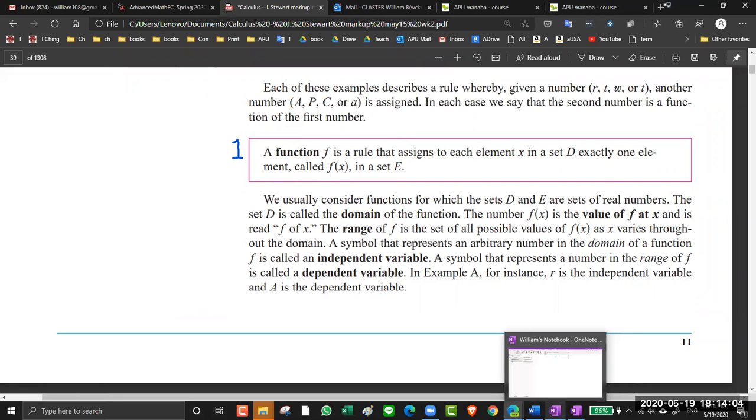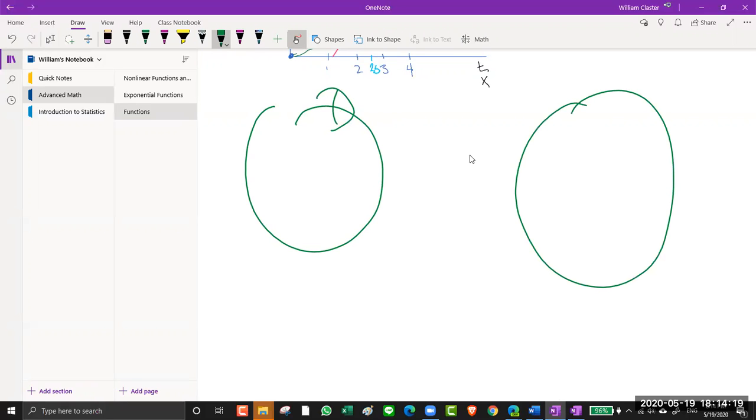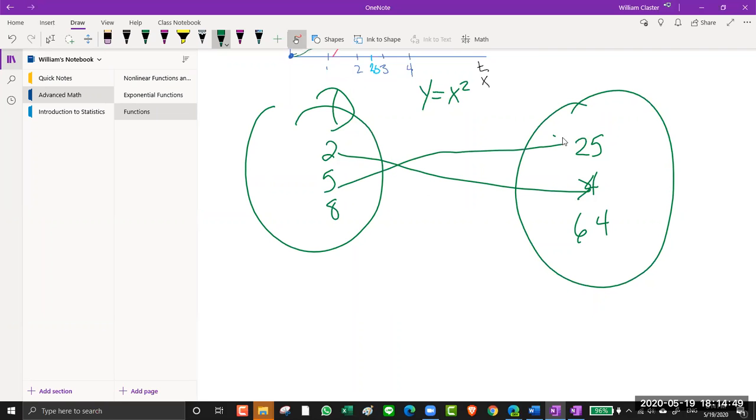So for example, let's take one set D and another set E. Usually, like in this example, y equals x squared, suppose we have 2 and 5 and 8 in this set D. Then 2 gets associated with 4, and 5 gets associated with 25, and 8 gets associated with 64, right? So this is normally with numbers.